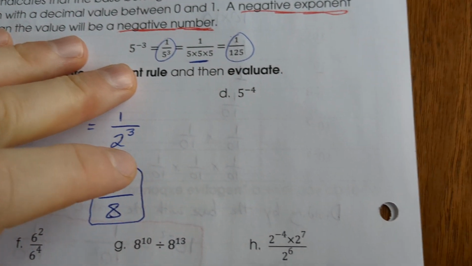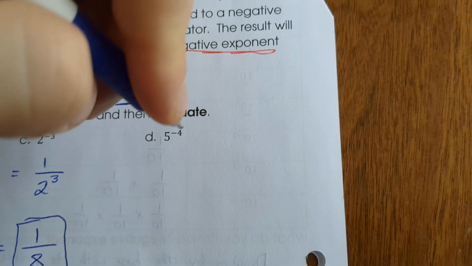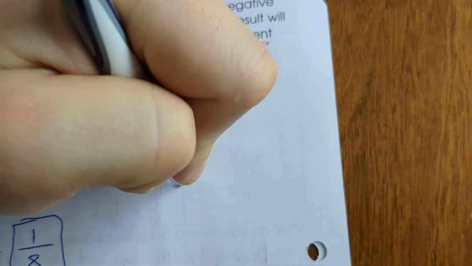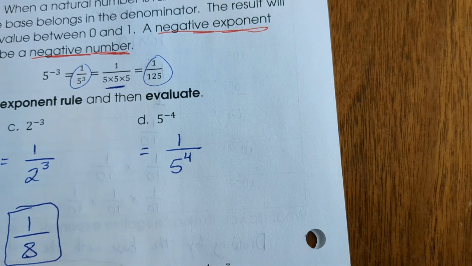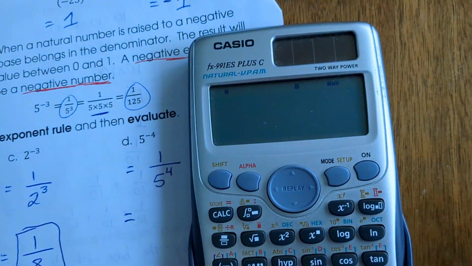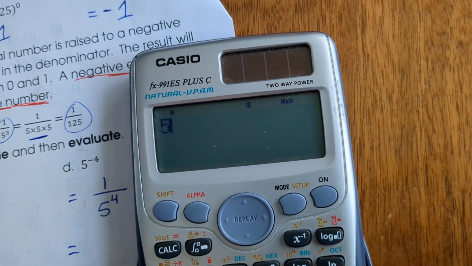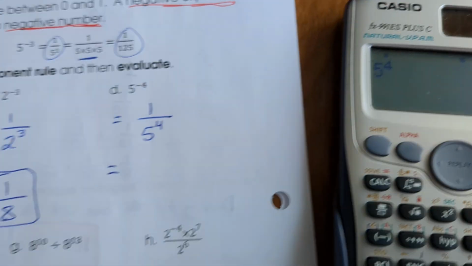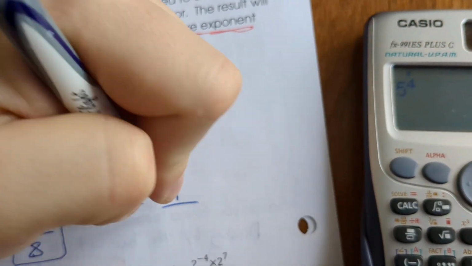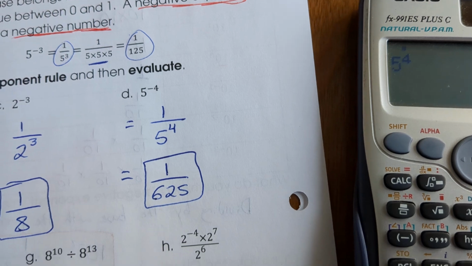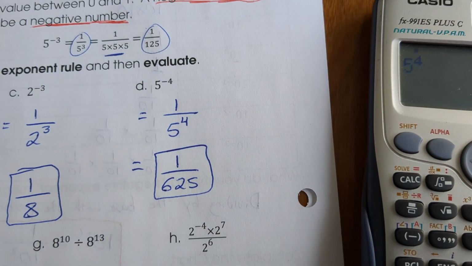Okay? Negative exponents, these are all sort of the same thing, okay? So 1 over 5 with a positive 4 exponent. Okay, and this one I need a calculator for. So 5 exponent 4 is 625. So this is 1 over 625. And that's our final answer.